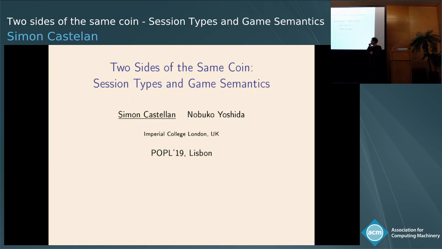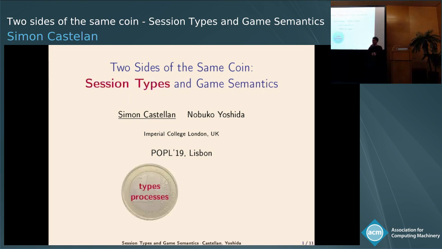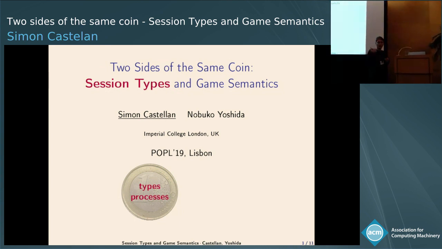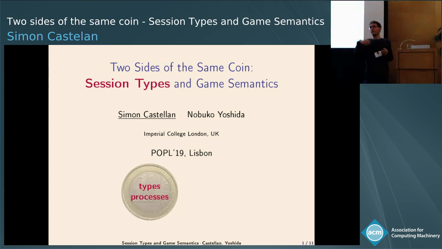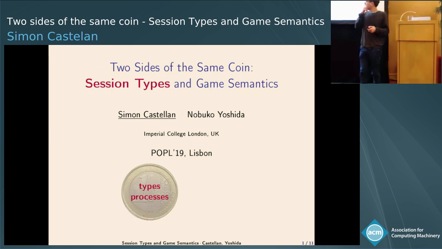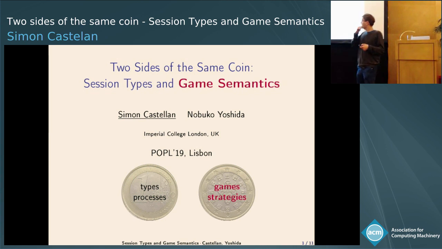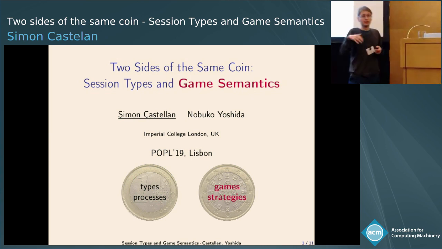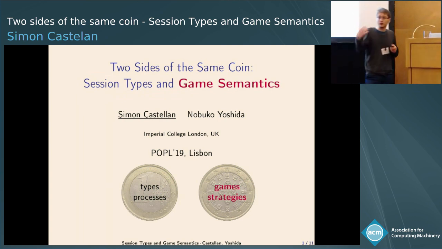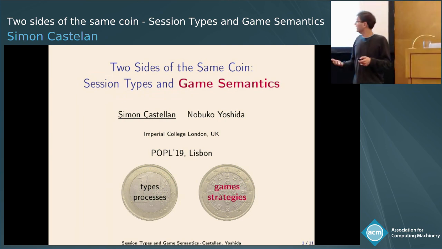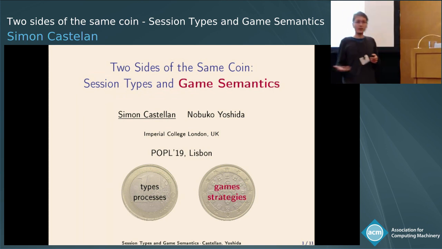So I'm going to present quickly the two sides of the coin. First, on one side, we have session types, where you have types, which specify formally some kind of protocols, and you have processes, which describe implementations of those protocols. And then on the other side, we have game semantics, which deal with two-player games, which are also used to specify, to represent some kind of protocols, and strategies, which are also some kind of implementation of those protocols.